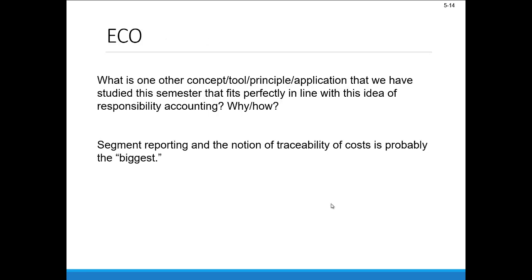Yeah, there are multiple answers here, but segment reporting and that notion of traceability of costs is probably sort of the best fit. If you think about Chapter 6 and our segmented reporting information, we said, hey, we don't want to hold individual divisions or segments responsible for things that were outside their control, all these common costs of the organization. So we introduced that idea of traceable fixed costs to a particular division. That fits perfectly in line with this idea of responsibility accounting.